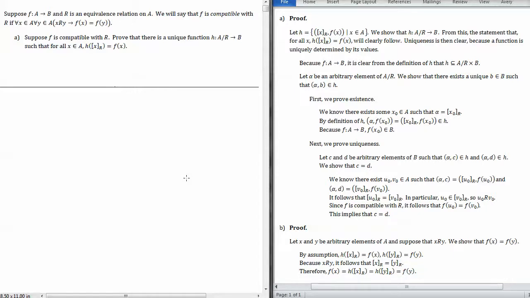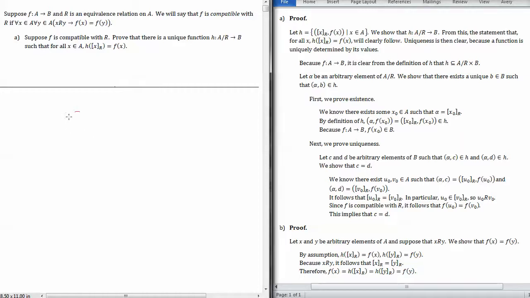Suppose f is a function from A to B, and R is an equivalence relation on A. We'll say f is compatible with the equivalence relation R if, for all x and y in the domain A, x related to y by R implies that f of x equals f of y. Okay, let's draw a picture.